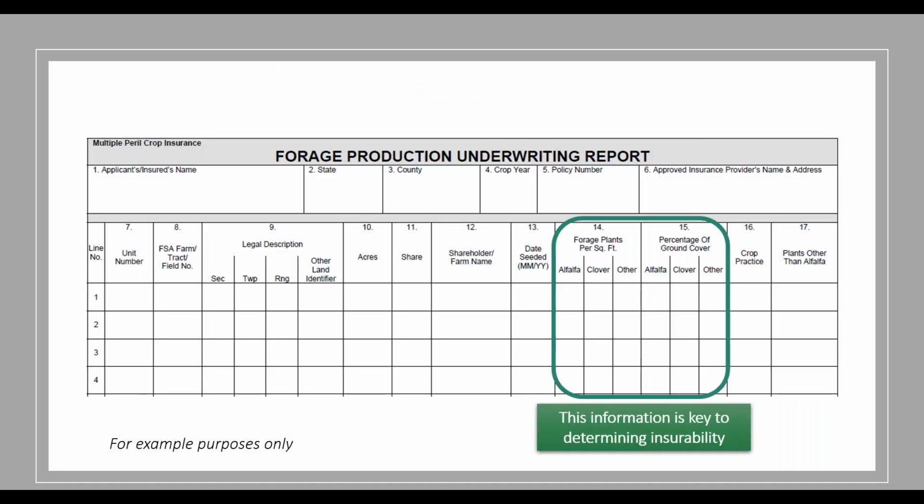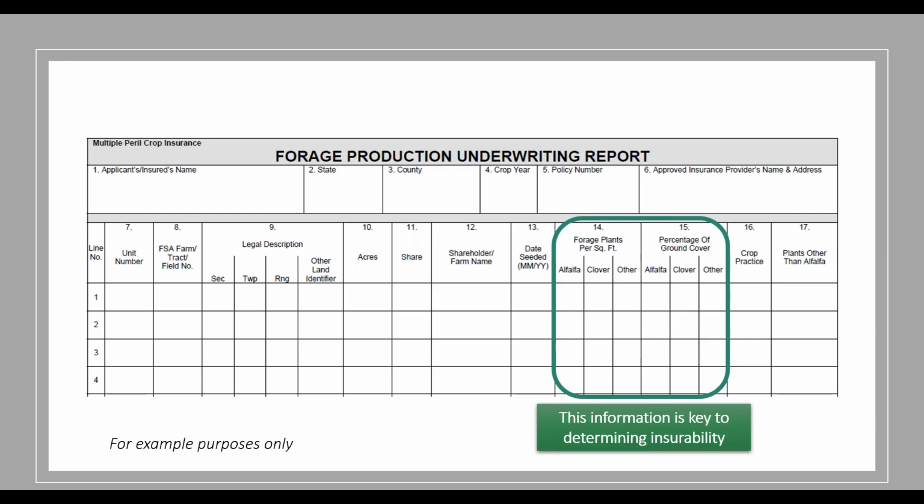This is what the forage underwriting report looks like. I've detailed a couple of important sections there, sections 14 and 15. That's the information that is key to determining insurability. That's where you'll go out and identify the number of forage plants per square foot, whether it's alfalfa, clover, or, in other parts of the country that might allow pure stands of clover and different things, you go out and count the number of plants within a square foot measuring device, and we'll talk about those later.